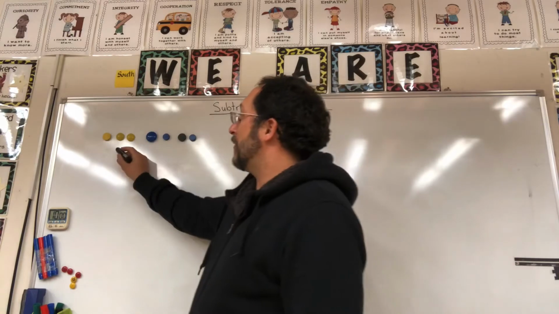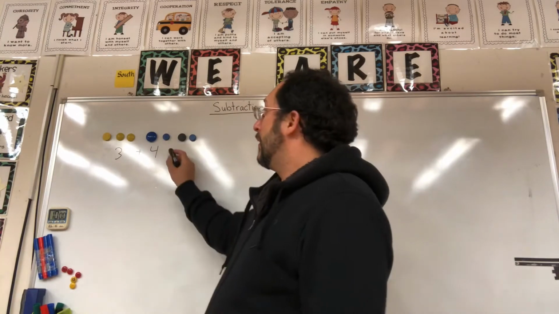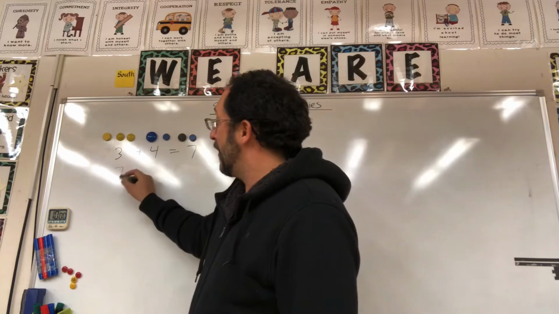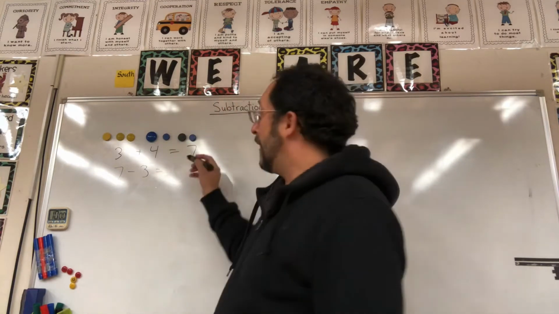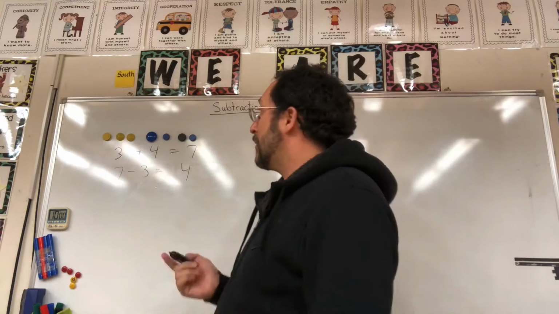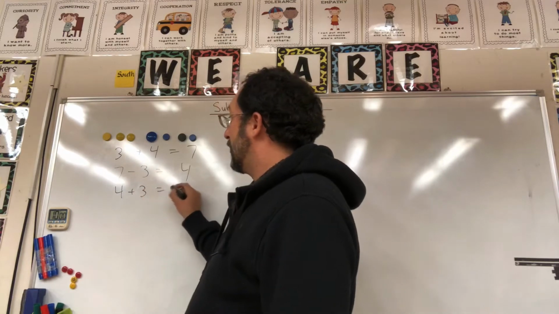Yeah, maybe you said, hey, what this is showing me right now, it shows me 3 plus 4. Good job, you might have said that. You also might have said, well, I've got 7 and I'm going to take away 3. And that comes to 4. And you also might have said, well, Mr. Brabant, that shows 4 plus 3 equals 7.